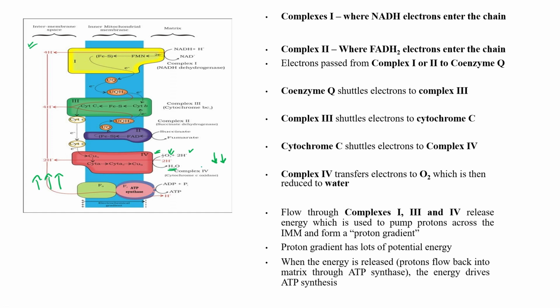And the concentration of protons decreases in the matrix and increases in the intermembrane space. So what happened? A proton gradient develops. Because of the proton gradient, all the protons very quickly, in a very energetic way, move through the F0 F1 particle.